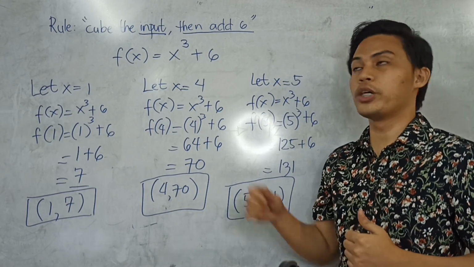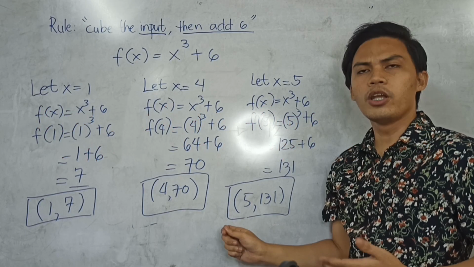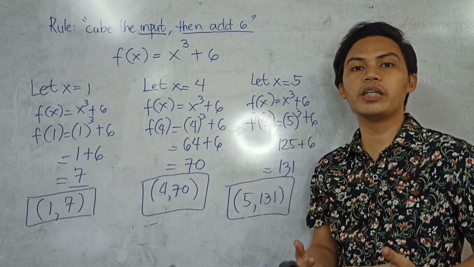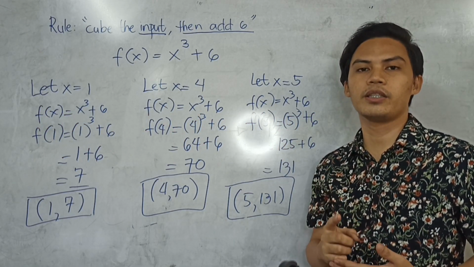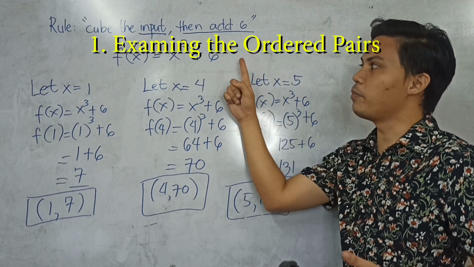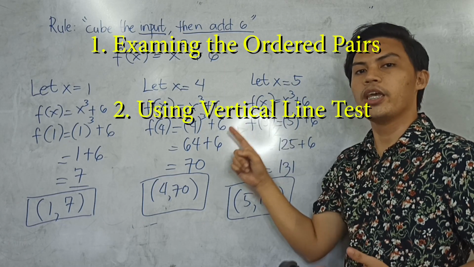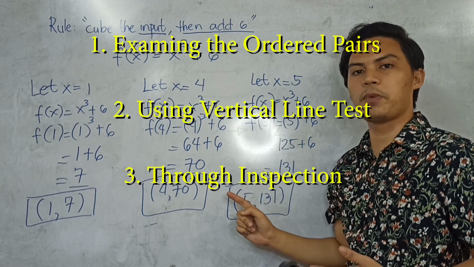Okay? So, in other words, a function is a relation in which no two terms have the same x coordinate. Now, how are we going to determine if the given is a function or not? So, we have three ways. The first way is examining the ordered pairs. Second is using the vertical line test. And the third one is through inspection.